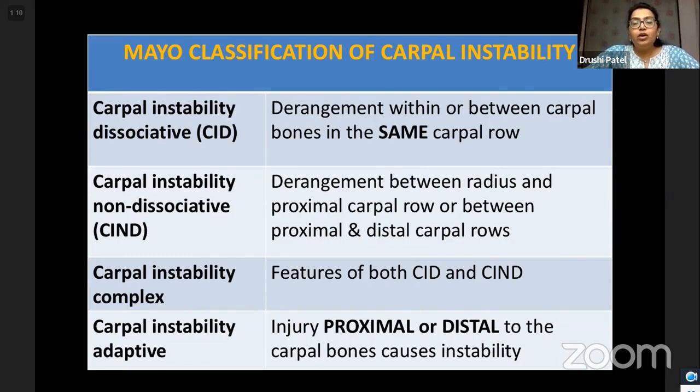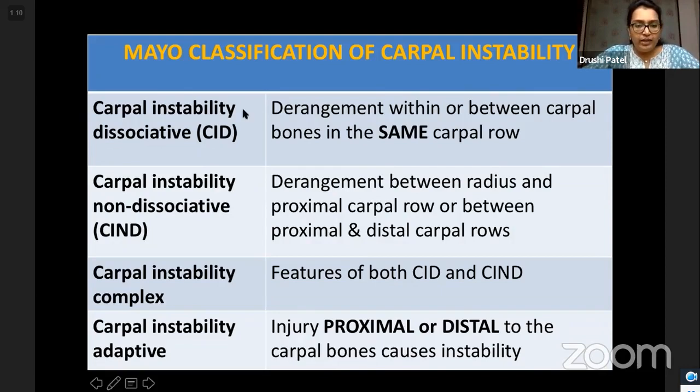And carpal instability complex is when there is derangement occurring in between the carpal bones as well as in between the rows, as in distal radius, proximal carpal, or proximal carpal, distal carpal, as well as intercarpal derangements. So that is the carpal instability complex. And carpal instability adaptive is where the cause is either proximal or distal to the carpal bones. For example, there is an old radius fracture, malunion, causing bony remodeling and misalignment, and as a result, the carpal bones are misaligned. Or say Madelung's deformity resulting in carpal misalignment. So that is carpal instability adaptive.